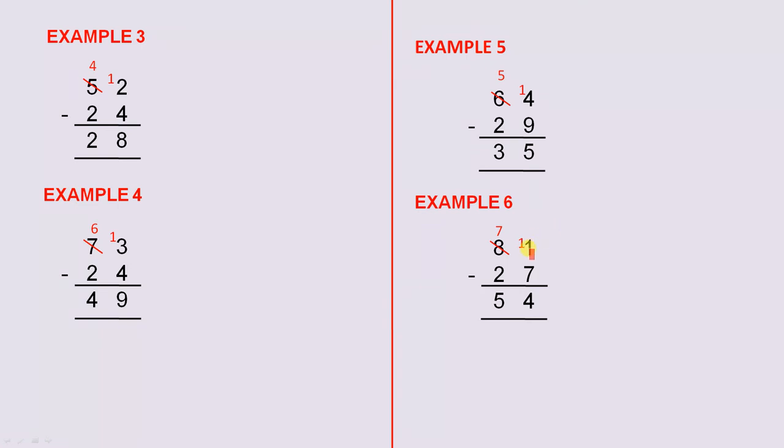Example 6. 1 take away 7 we can't do, so we give away one of the 10s. We've got 7 left. There's 10 ones plus 1, there's our 11 ones. 11 take away 7 is 4. 7 take away 2 is 5, so the answer is 54.